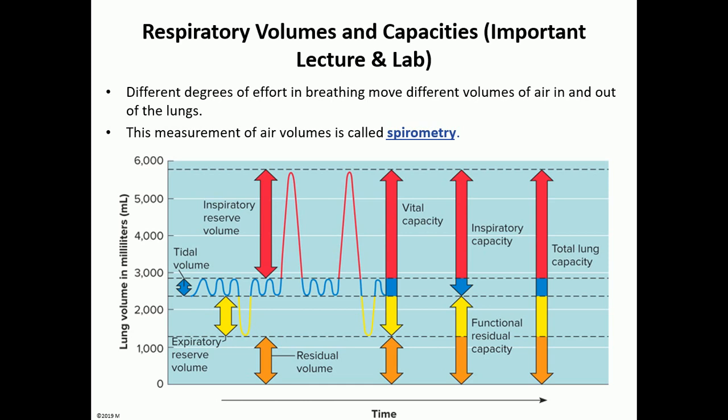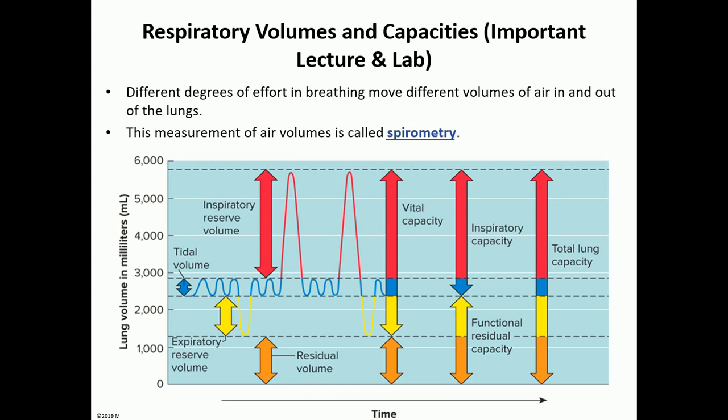Now, if you add all three of these, your expiratory reserve, plus the tidal volume, plus the inspiratory reserve, that is known as the vital capacity. So the vital capacity, this is, again, think of blowing candles. So you take a deep breath in, and then you blow out as hard as you can.